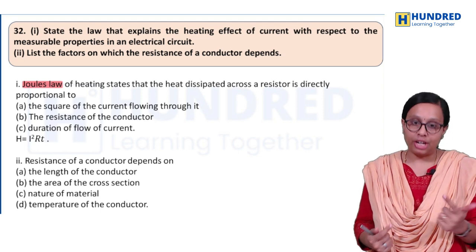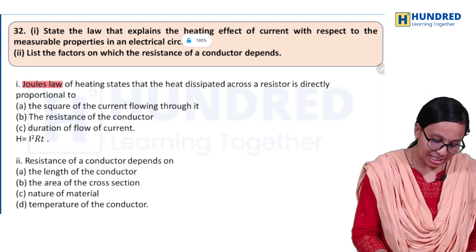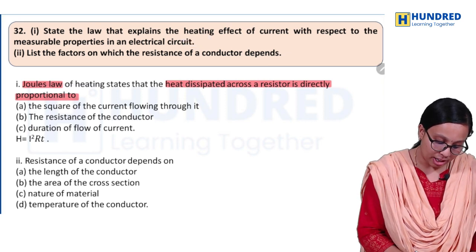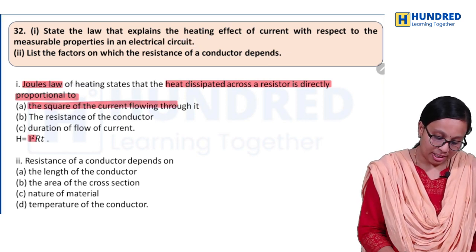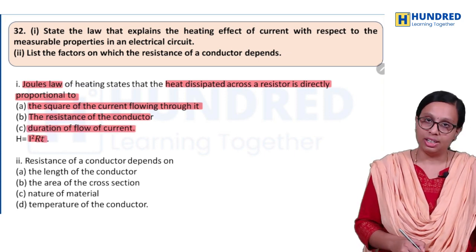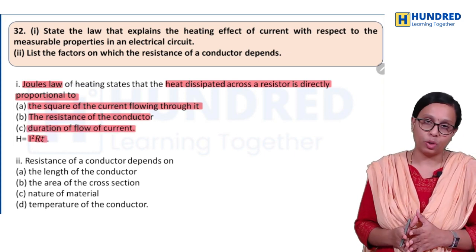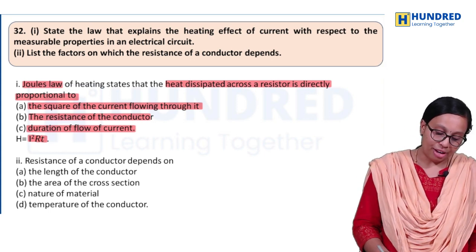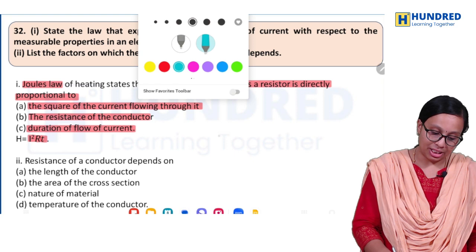So Joule's law of heating states that the heat dissipated across a resistor will be directly proportional to the square of the current, the resistance of the conductor and the duration of time. So H is equal to I squared RT is Joule's law of heating. And then the second question, list the factors on which the resistance of the conductor depends.